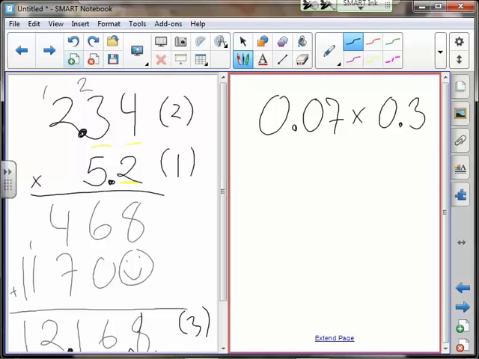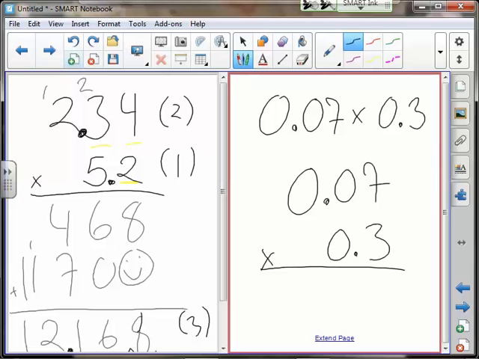All right. Can somebody tell me how I should stack these up? Somebody I have not heard from yet. You told me some good stuff earlier. It is 0.21. No, I want to know how to do it. Yes, you do 0.07, or 7 hundredths, times 0.3, also known as 3 tenths.